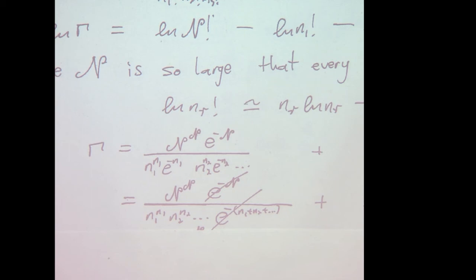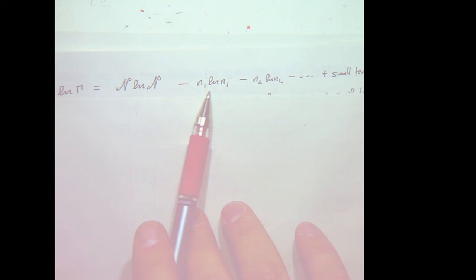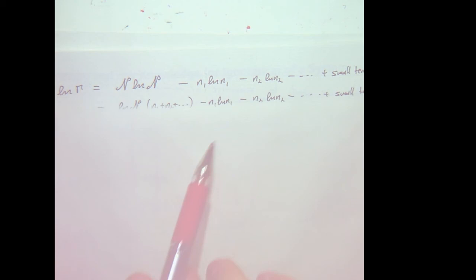Okay? And so that's gamma. And so the log of that, now it's easy to take the log, you see. And so I take the log: curly N log N minus those n1 log n1, etc., plus small terms, which I've been ignoring. But it's just... The N is the sum of the... Oh, yes. That N is the sum of all the little n's. This bit here.